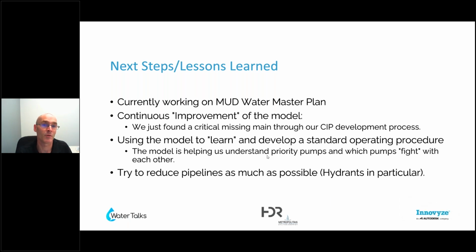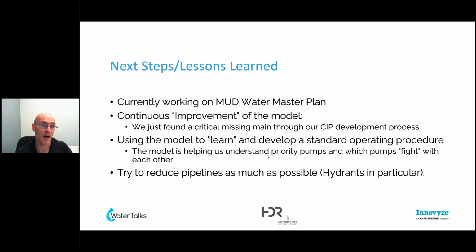Coming down to the end here. So what are the next steps and lessons learned for us? For MUD, the next step, now that they have this model and haven't done a master plan for some time, is let's roll this right into a master plan. So we took the model and we're currently working on a system-wide water system master plan for them.